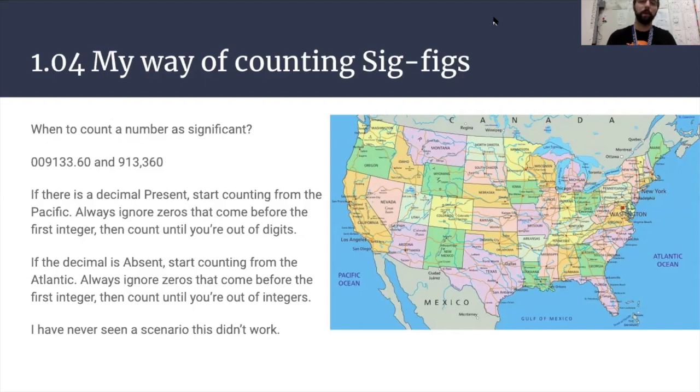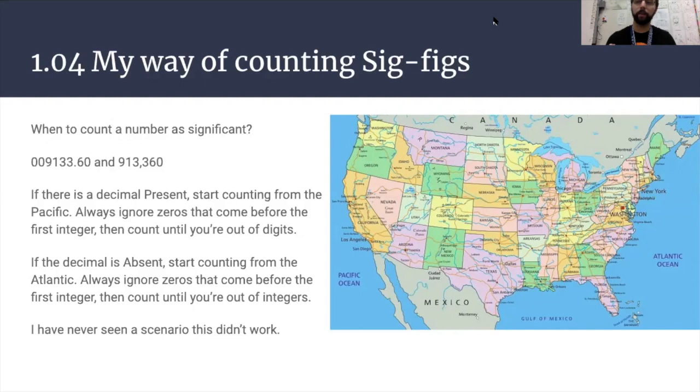So if there is a 0 after a decimal, it's significant because we assume that it is actually that precise. So that's if there's a decimal. If there's not a decimal, if the decimal is absent, start counting from the Atlantic. So you start counting from the right of the number, or basically start counting from the end of the number. So again, always ignore the zeros until you come to your first integer, then count until you're out of integers.